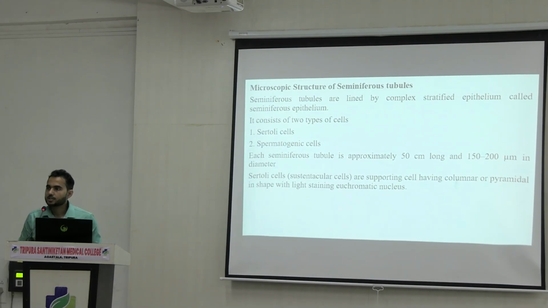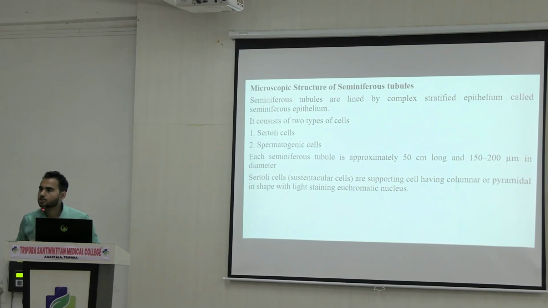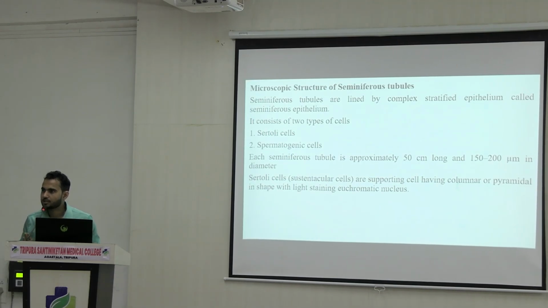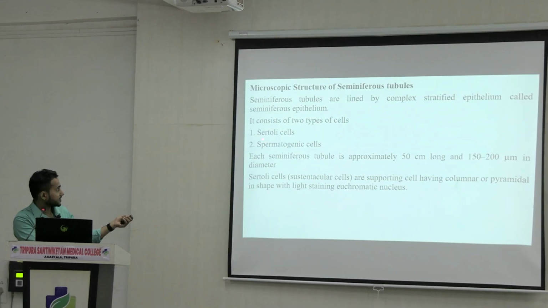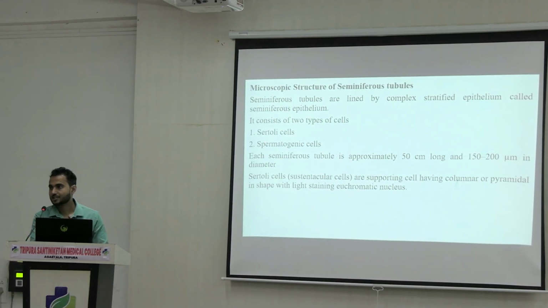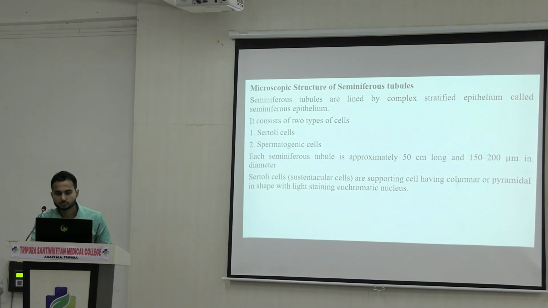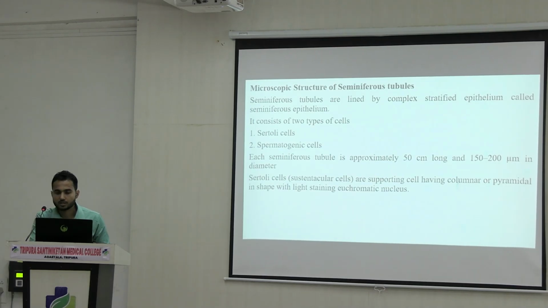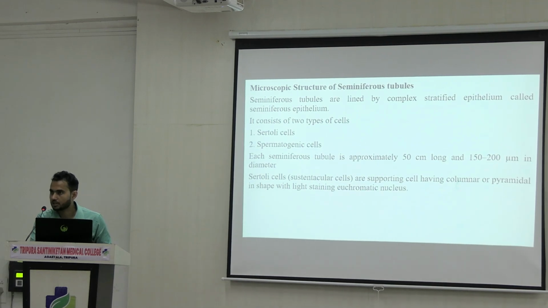Whatever we have discussed until now was not the microscopic part, because that can be seen if you take a nice section of the testis. Next, if you want to see what is present inside the seminiferous tubule, microscopic structure is required. Inside the seminiferous tubule, two types of cells are there: Sertoli cells and spermatogenic cells. The seminiferous tubule is lined by a complex stratified epithelium called the seminiferous epithelium, also called the germinal epithelium.